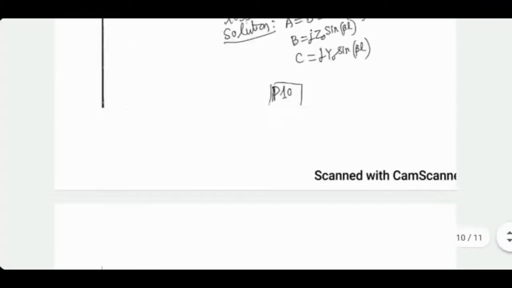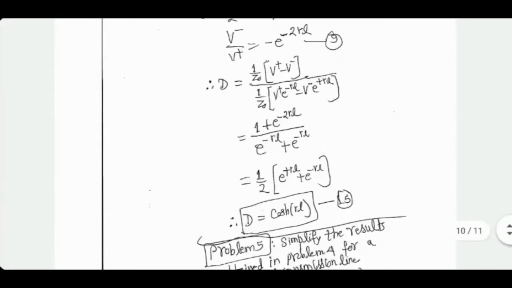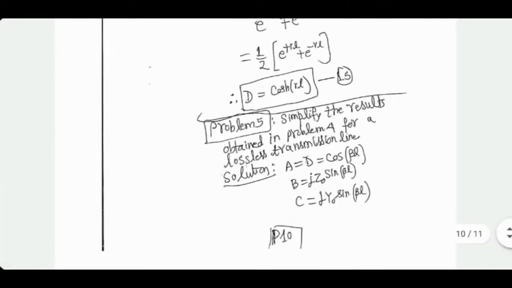You can always simplify the results for ABCD. Yeah, it's done here. For a lossless line, the ABCD formulas will simplify a little bit, in fact, quite a bit. And problem 5 gives you the answer. You can show the validity of these answers very easily.